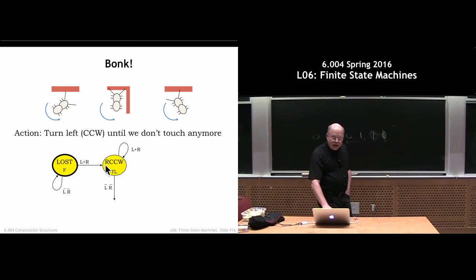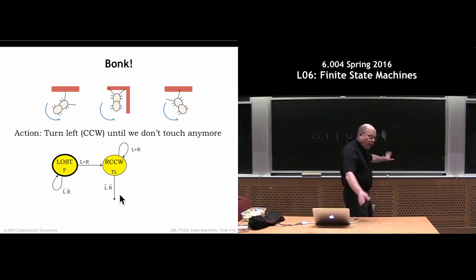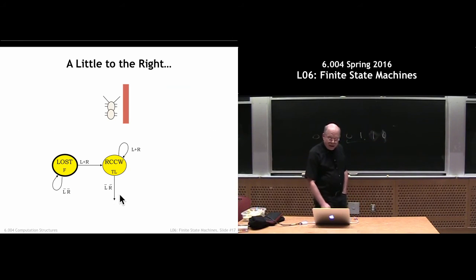So as long as any antenna is touching, keep rotating counterclockwise, turn, turn, turn, until we're just at the state where we're no longer touching. Okay, so now we're in a new state where we think that we've aligned ourselves right next to a wall that should be just beyond the reach of our right antenna. In theory, that's what this next state represents.